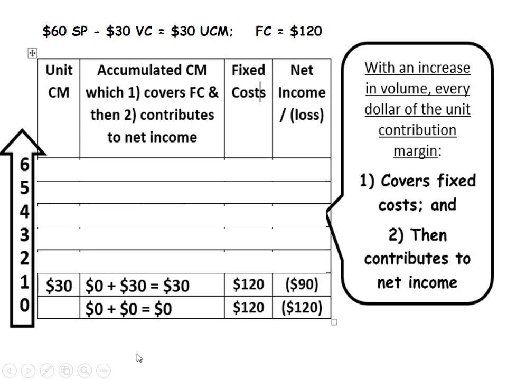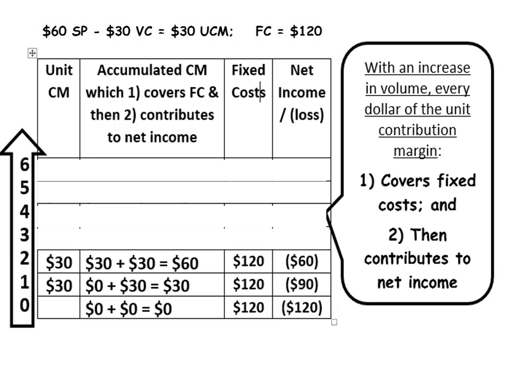Okay, now I'm going to assume that I'm going to have sold 2. So again, they're going to be at the same contribution margin of $30 per unit. So that would include $30 from the previous sale plus the $30 from the second unit, meaning my accumulated contribution margin will be $60.